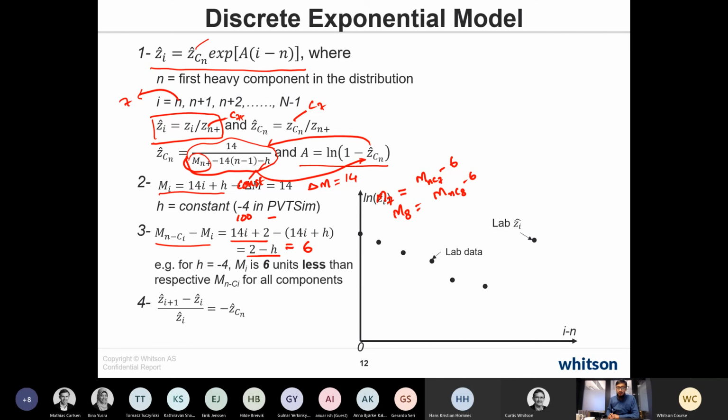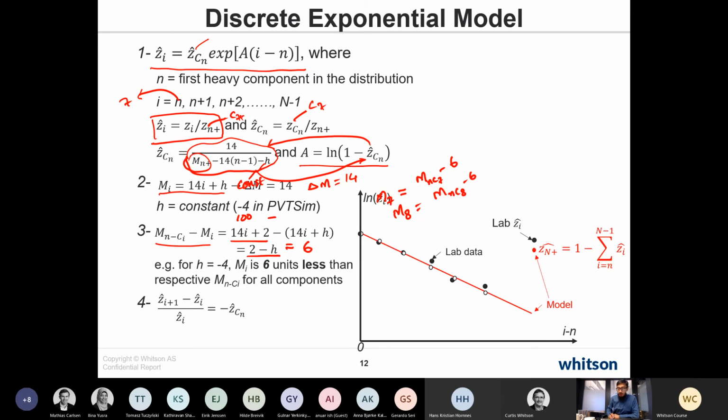And if I plot, for example, this is log of Zi versus the difference in the carbon number. So that's how my data looks. And then what you do is you just fit a straight line through the data. So that's this straight line.